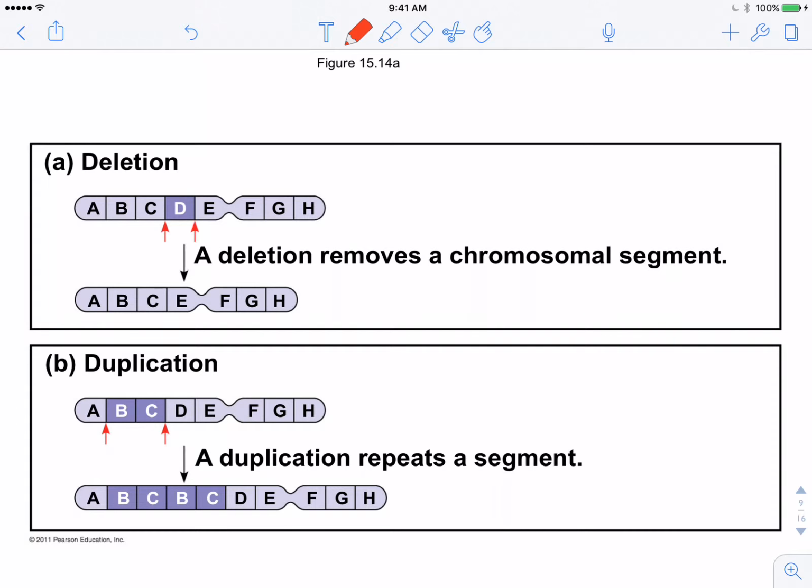All right, and this just shows you kind of how they are. So in a deletion, this segment of the chromosome is removed. So you see in the resulting chromosome, there's a piece missing. A duplication would take a segment of the chromosome and repeat it. So the resulting chromosome has extra DNA or extra copies of that section.